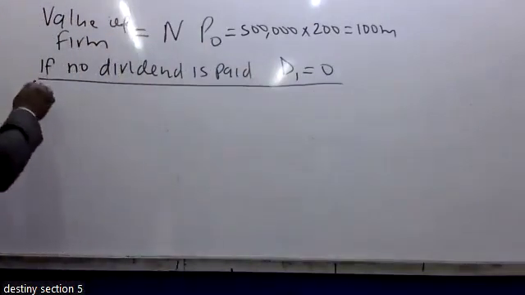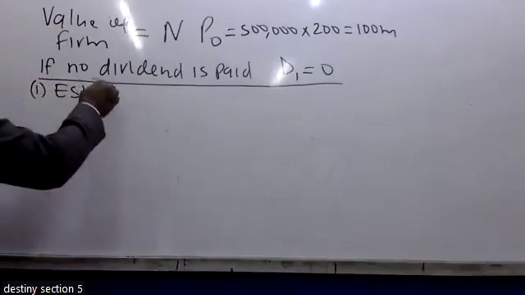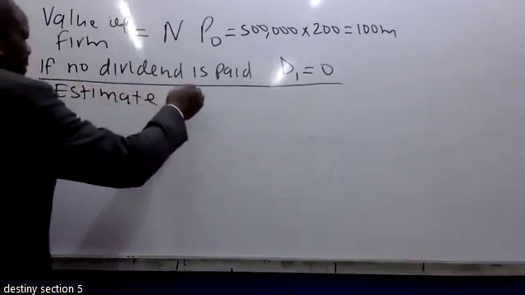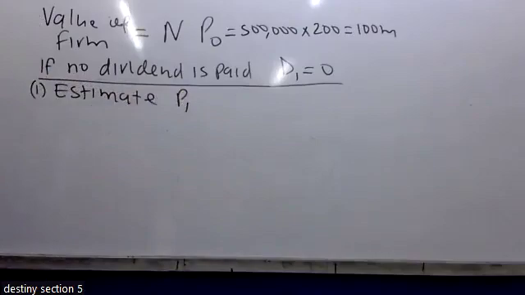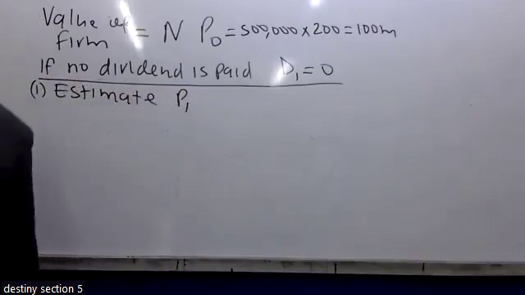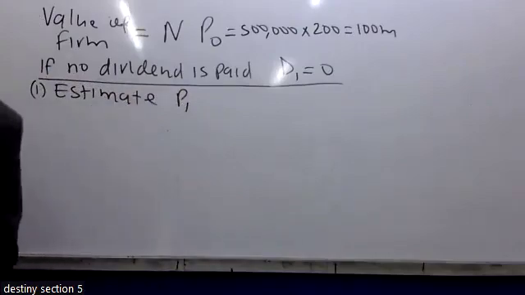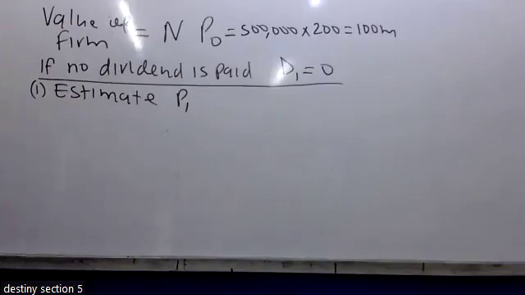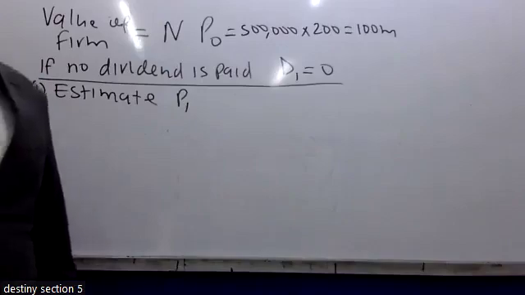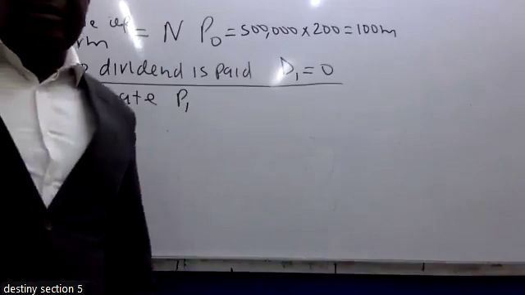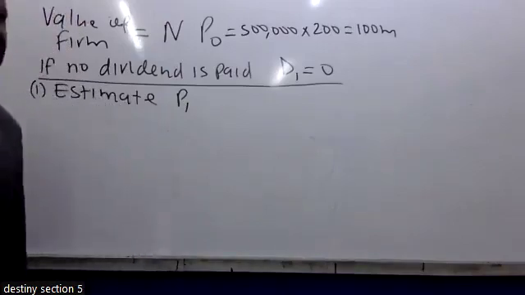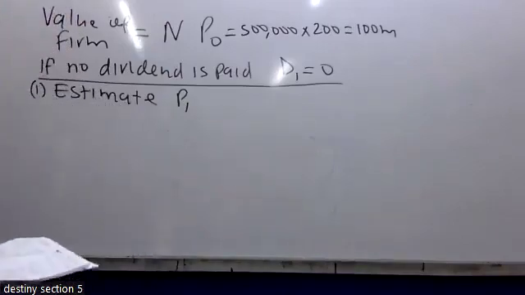We start with step number 1, where we estimate P1. So our first step is to estimate P1, where P1 is the price per share at the end of the year.